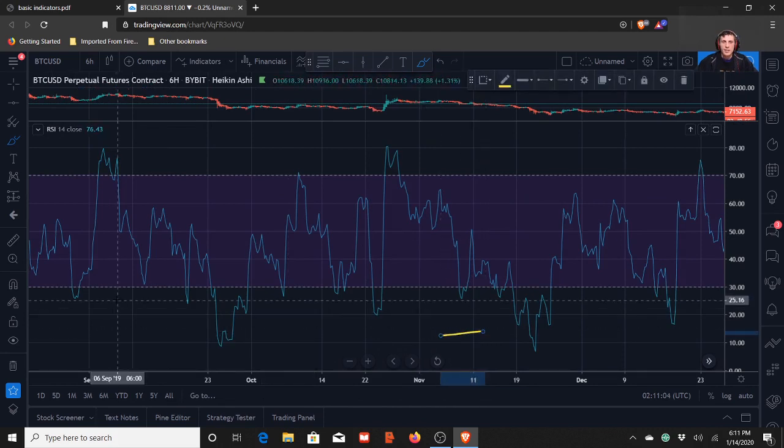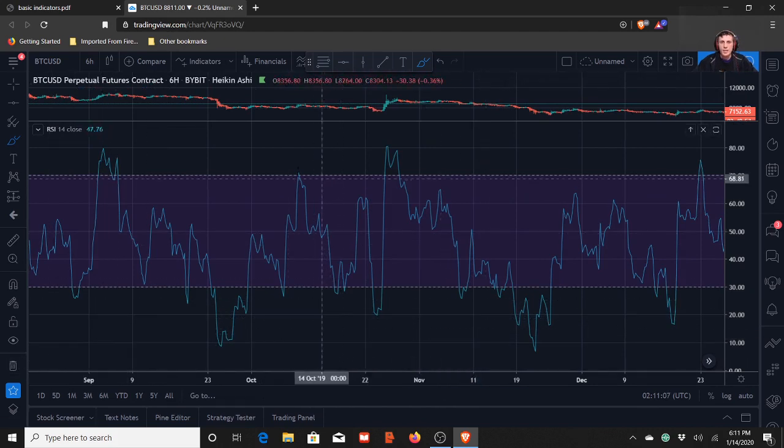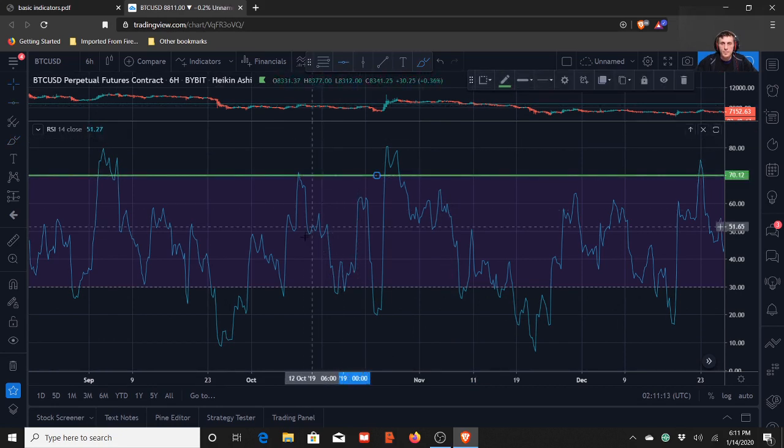Okay, on your RSI, you have your overbought and your oversold. Anything that is over 70 is overbought, and anything that is below 30 is oversold.